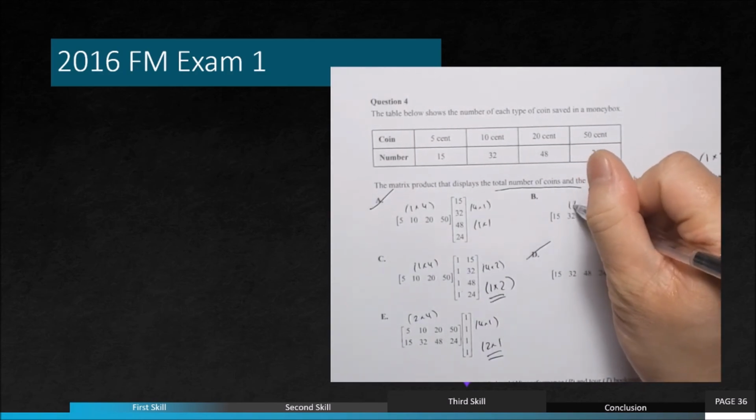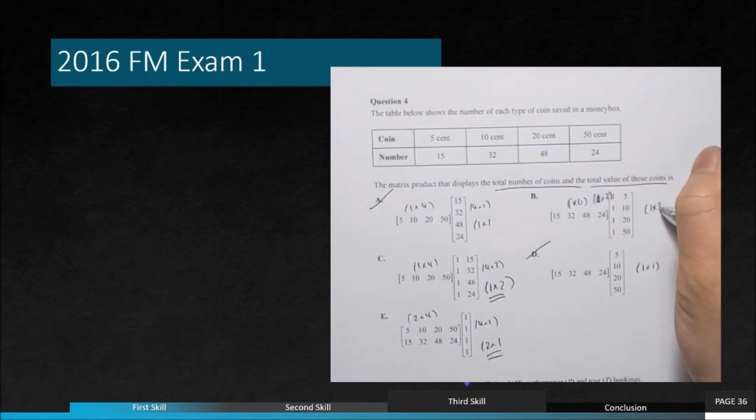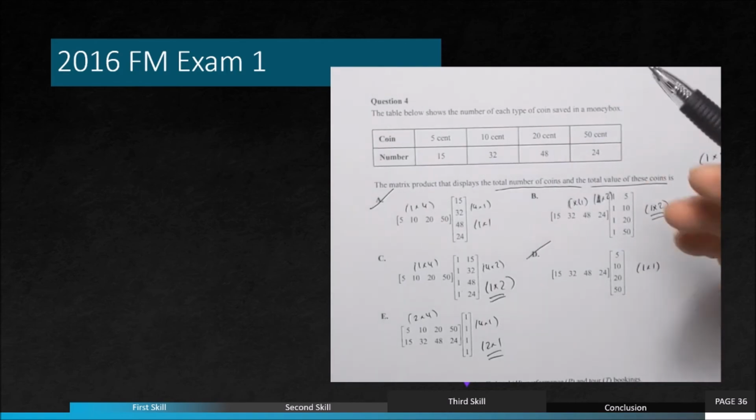And here we've got a 1 by 4 as well as a 4 by 2. So this ends up being a 1 by 2. So you've got these two possibilities here.